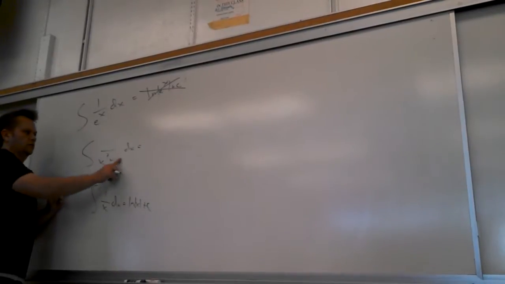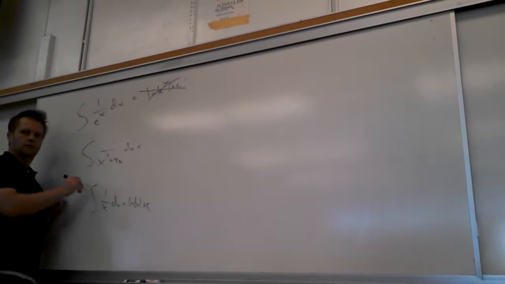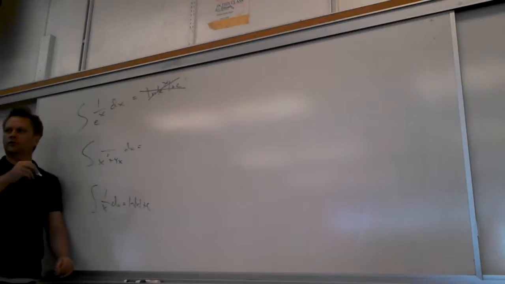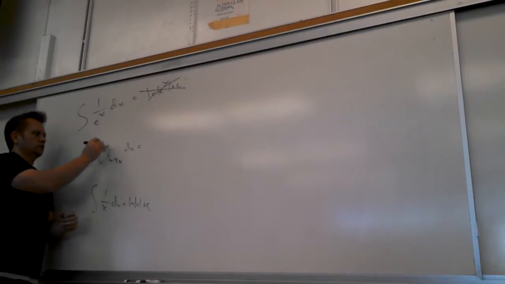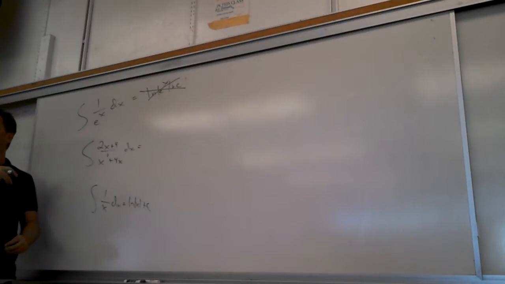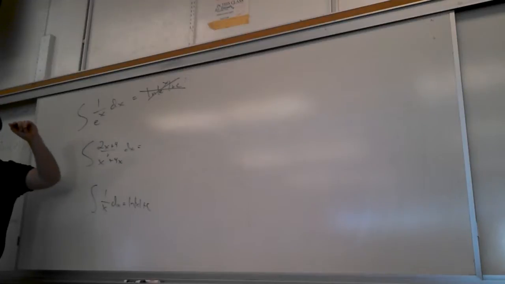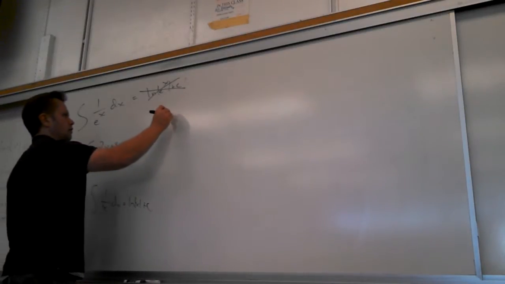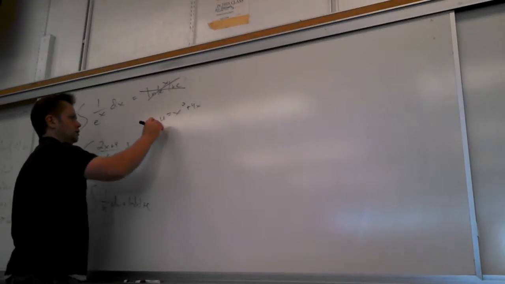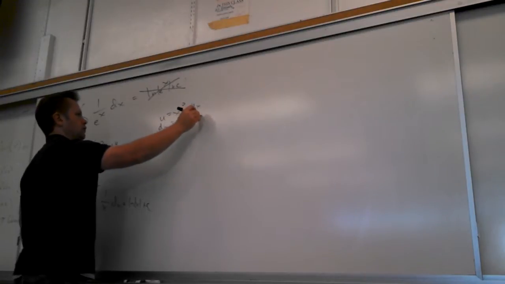2x plus 4. I'm sorry, I said 11. 2x plus whatever number you wrote down. Where did Christian get 2x plus 4 from? That's the derivative at the bottom. So if I let u equal this, du would equal that dx, right? So if u is x squared plus 4x, du is 2x plus 4 dx.